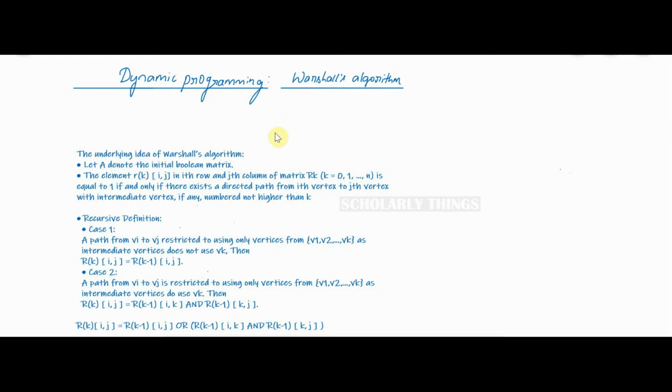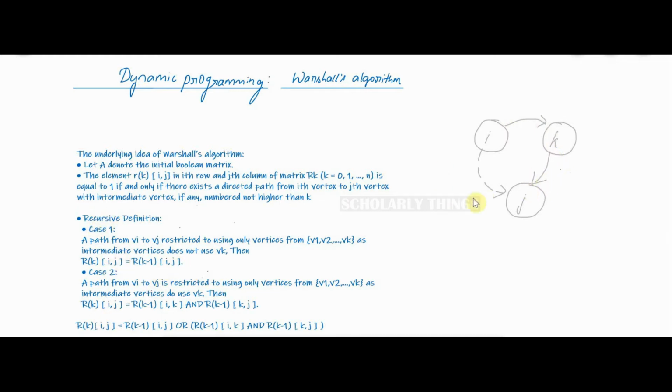Warshall's algorithm is used to find out the transitive closure. On the kth iteration, it determines if a path exists between two vertices i and j using the vertices among 1 to k as intermediates. There are two cases.